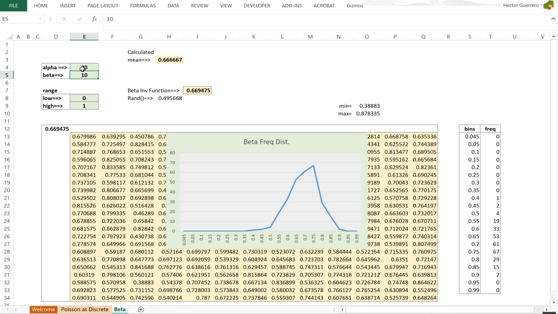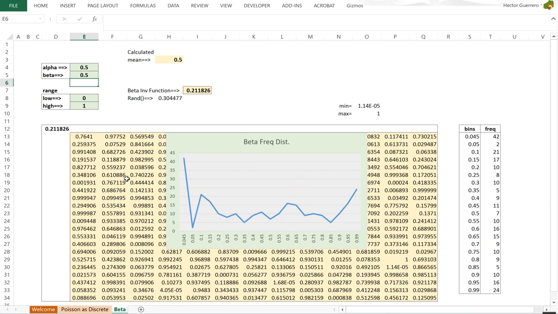When I have these two values equal to the same, then it's centered at 0.5. When I have alpha larger than beta, then it's skewed to the left or to the negative, and so the mean is larger. If I use a value 0.5 and 0.5, something less than 1 here, I get a distribution that looks like something called the bathtub distribution, which is very high on the ends and minor on the inside of the distribution. That's a very useful distribution in the world of reliability, by the way.